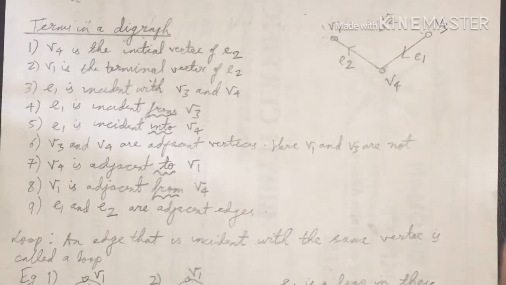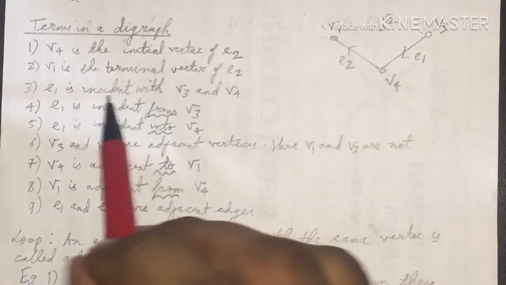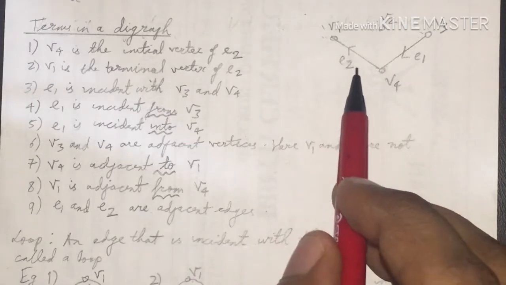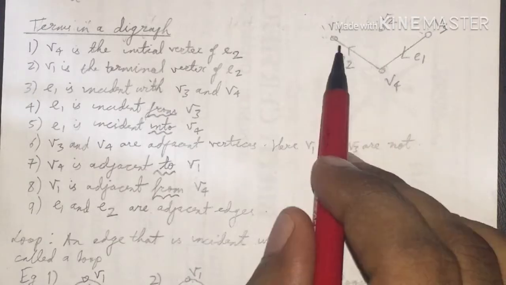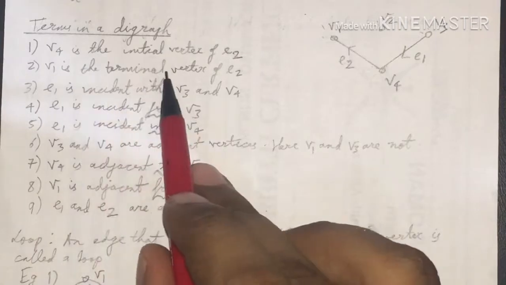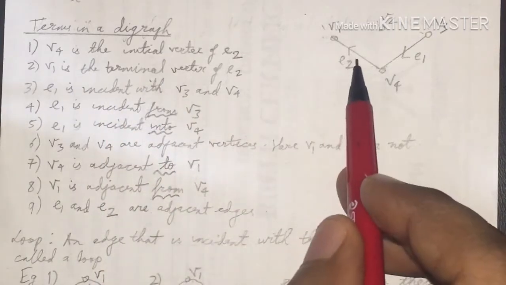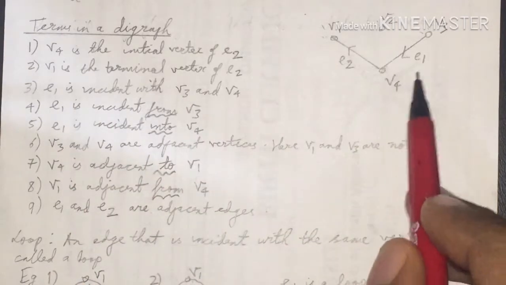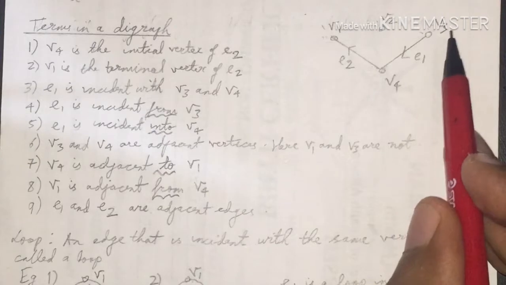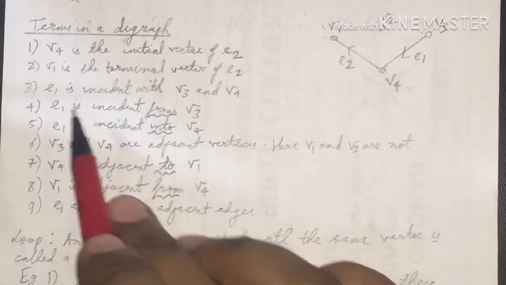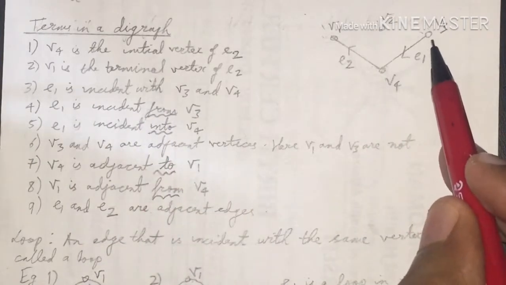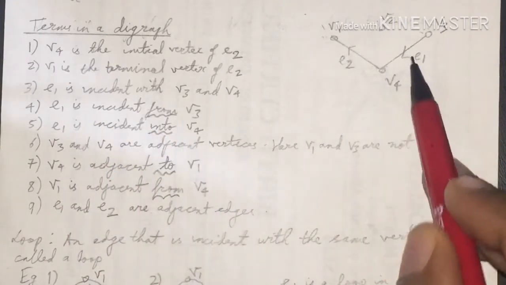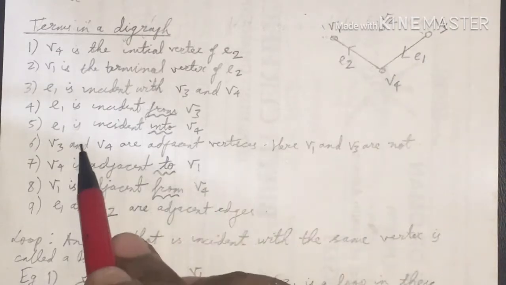Some terms in a digraph. This is the given digraph. V4 is the initial vertex of E2, as the edge E2 originates from V4. V1 is the terminal vertex of E2, as the edge E2 ends at V1. E1 is incident with V3 and V4. This is because the two endpoints of edge E1 are V3 and V4. E1 is incident from V3. This is because the edge originates from V3. E1 is incident into V4. This is because the edge ends in V4.